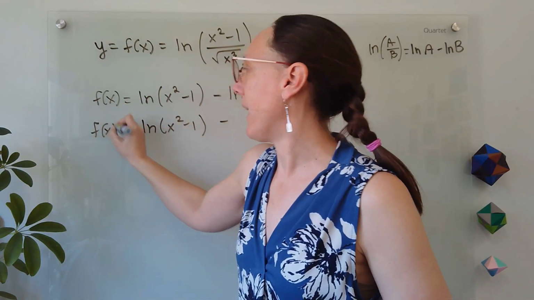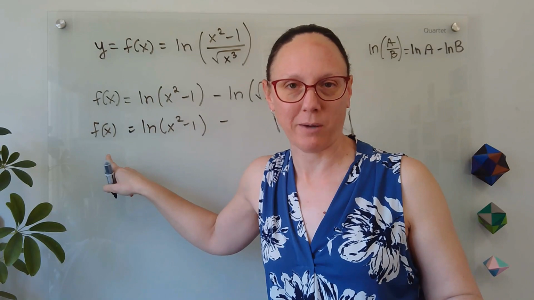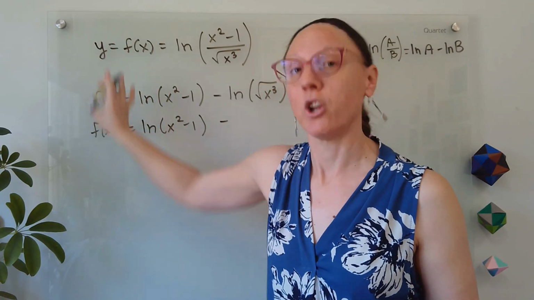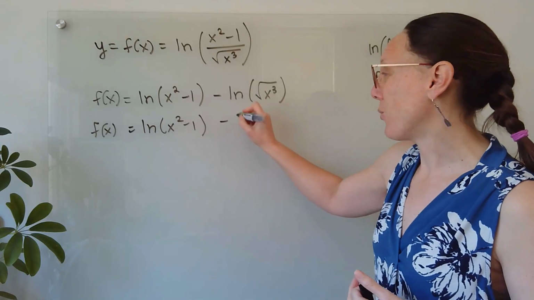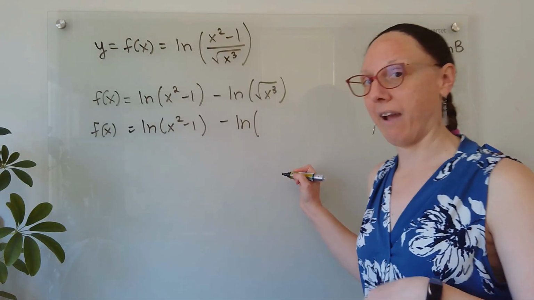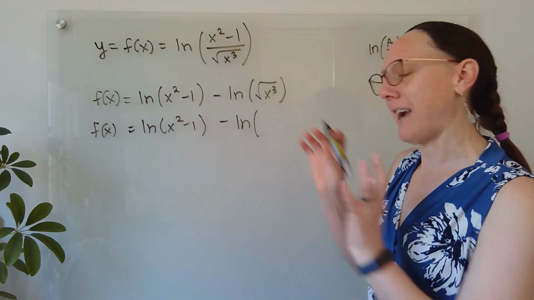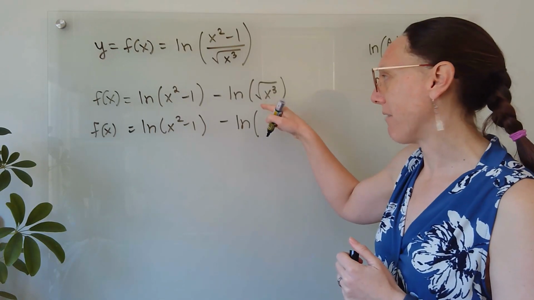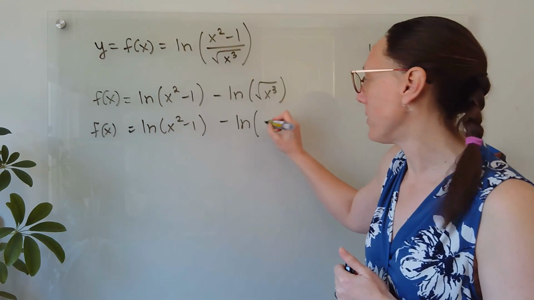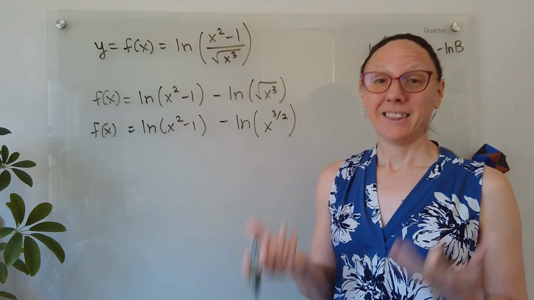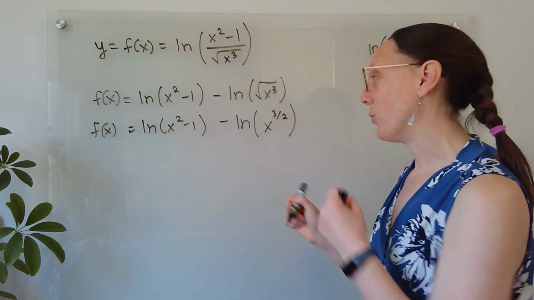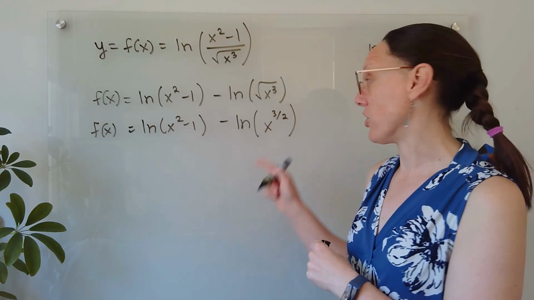And I'm going to keep writing f of x over here because I want to remind myself I haven't taken the derivative yet. We're just manipulating the original function. So that square root becomes a 1/2 exponent, which means I can put that all together, the 1/2 exponent and the x cubed, and call that x to the 3/2. This is a place where I can do one more log rule simplification.